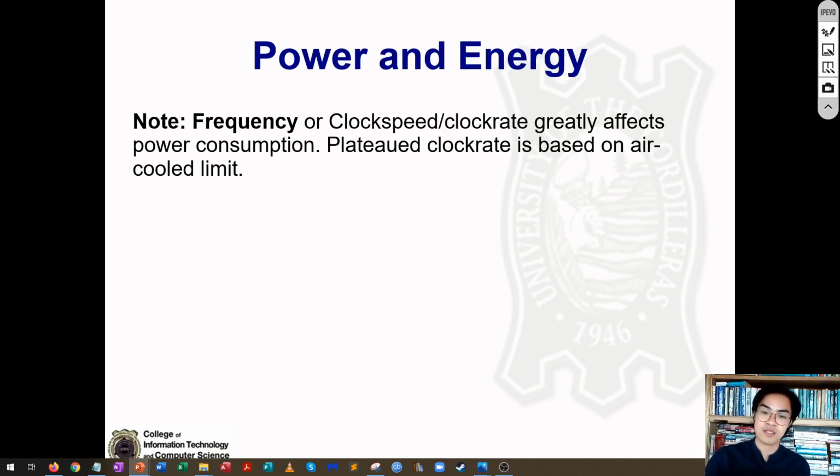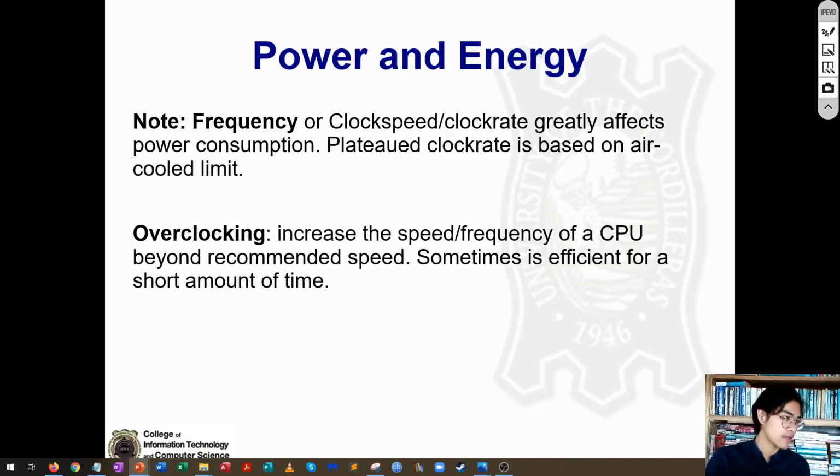Okay, and it also says here that plateaued clock rate is based on the air-cooled limit. Now this is just stating that the common ground for all of your processors to fetch and execute instructions and switch transistors from 0 to 1 is the limit it has when it's being cooled at room temperature. So the amount of hertz that your CPU can handle when it doesn't have a cooling fan is your plateaued clock rate. Okay, so that's what it means.